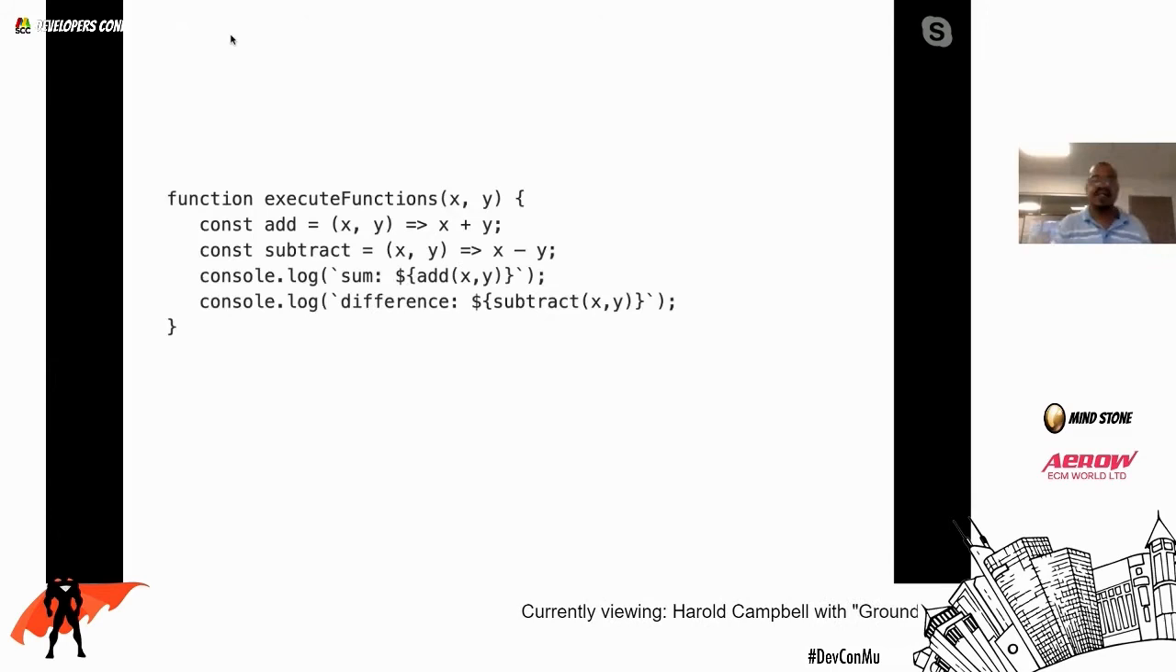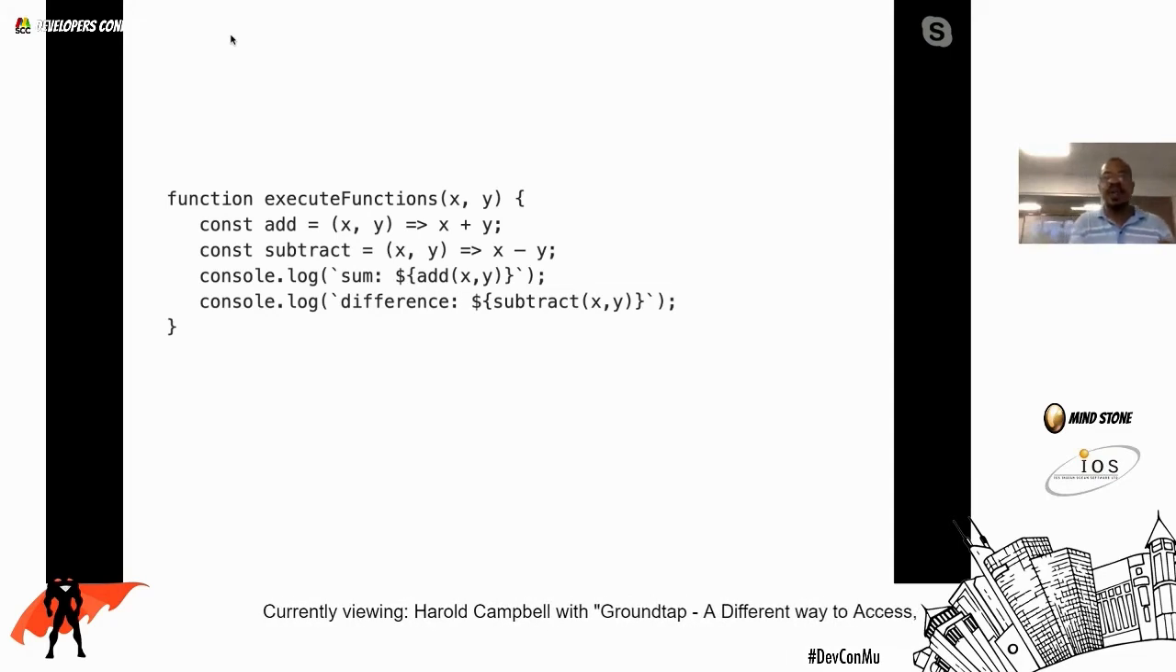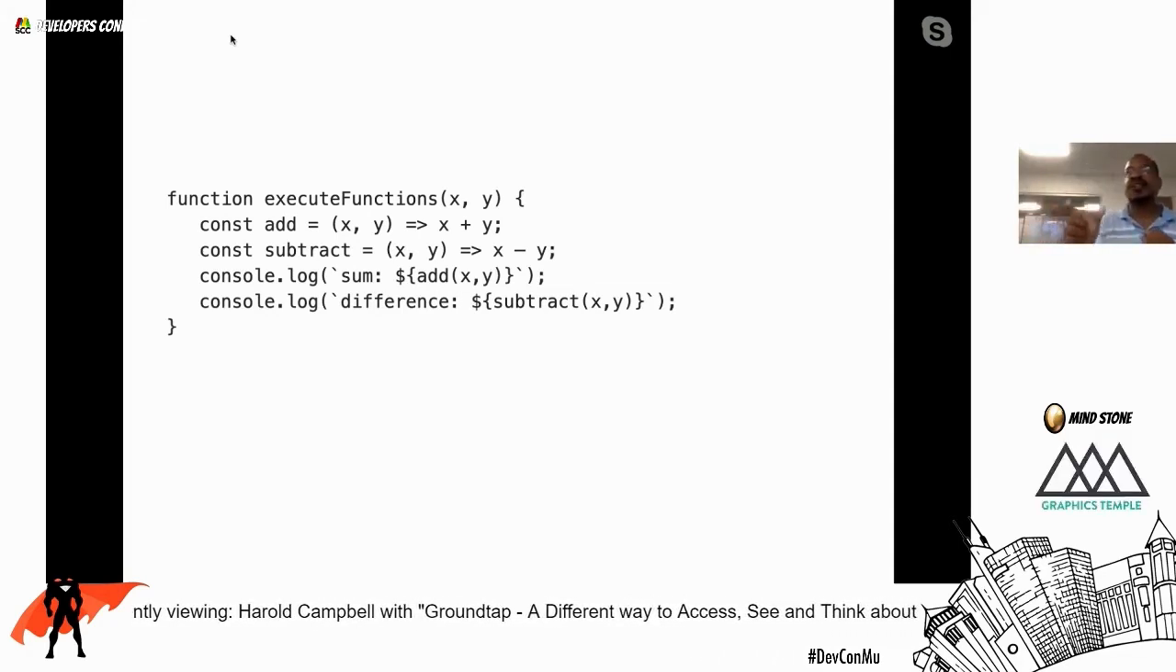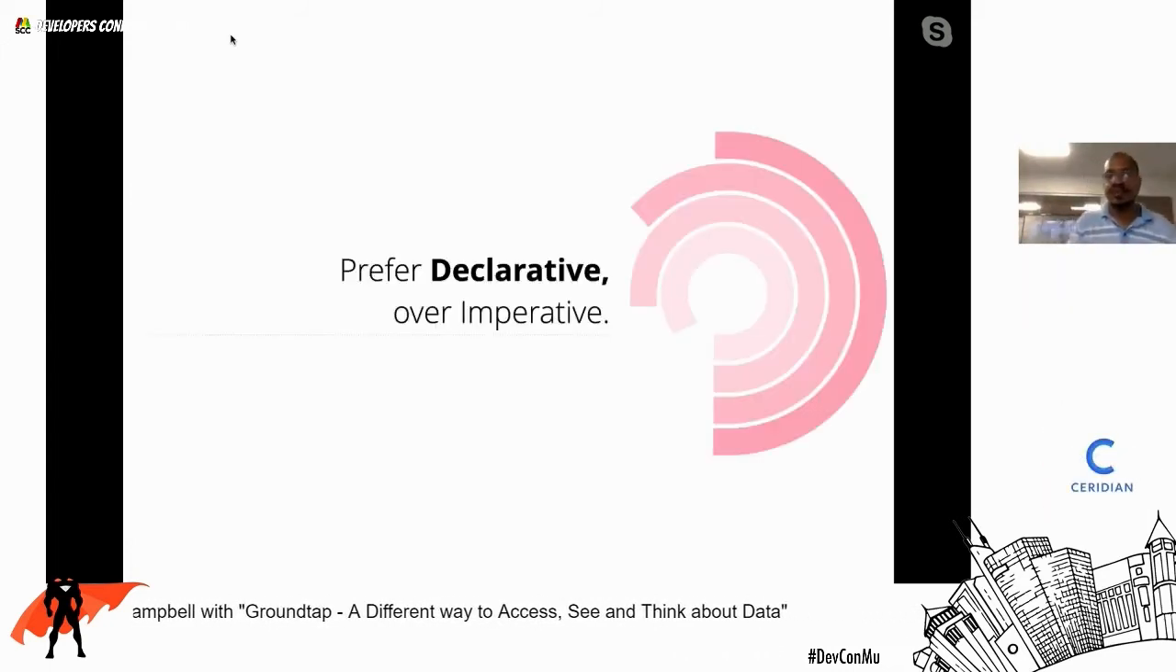Functions as first-class citizens, right? This is a good example that I found on the web. I didn't have time to copy my own code to show you, but because of the arrow functions, I can actually pass around functions and then wire those together.